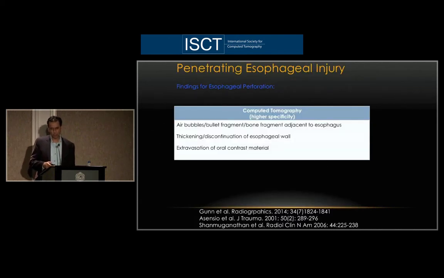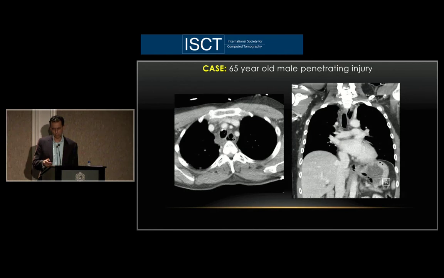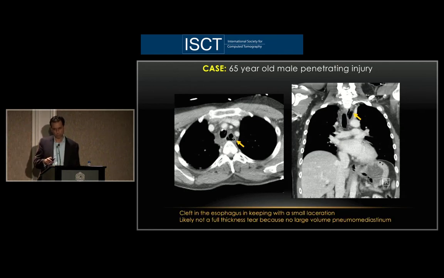Penetrating esophageal injuries, findings: if we see air bubbles, bullet fragments, or bone fragments adjacent to the esophagus, be very concerned for an esophageal perforation. Also look for thickening or discontinuation of the esophageal wall, and extravasation of oral contrast material. In this particular example, we can see a cleft along the posterior aspect of the esophagus in keeping with a small laceration of the esophagus.